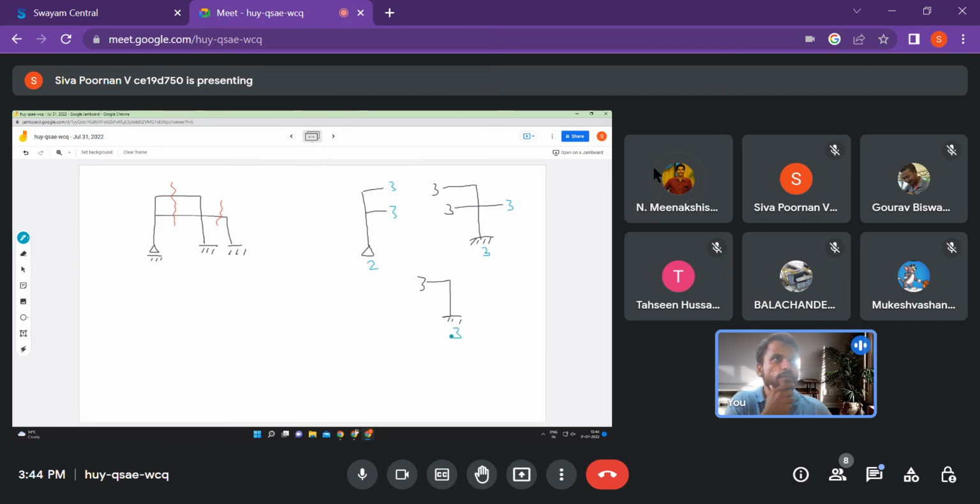Here also 3. So how many total unknowns are there? The summation of the blue ones. 15, 17, good. So summation is 17, right? And how many equilibrium equations do we have? 3 for the entire structure, right? Now we have cut it into these many pieces. So it's 9. 3 into 3 is 9. So summation of knowns is 9. When we subtract both of these, we'll get 8.